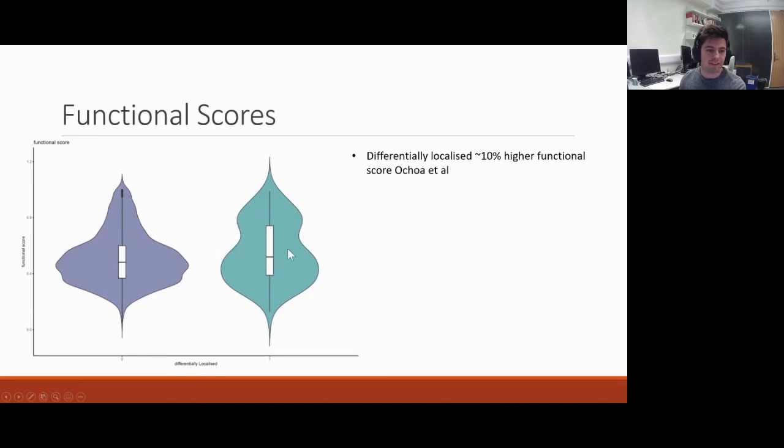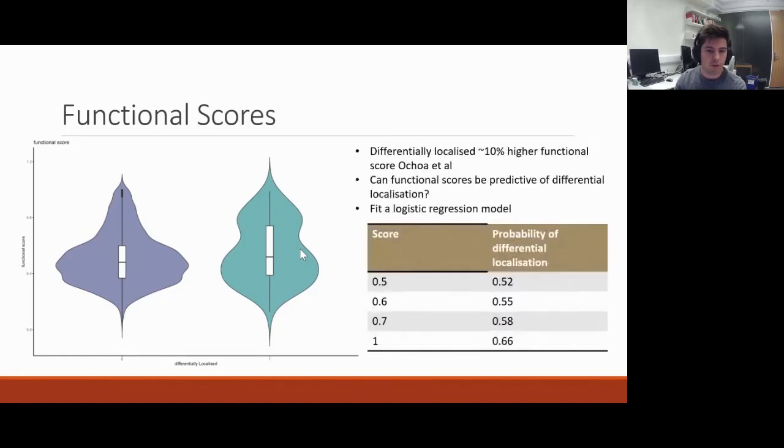Now, I could simply do a test to see if these distributions are different, but that's not that interesting. What we want to know is if I do another experiment, maybe a shotgun proteomics experiment, and I measure a particular phosphoprotein and it's active, should I follow up and do maybe some microscopy work? So we wanted to know if these scores were predictive of differential localization. So we fit a logistic regression model, and obviously increasing scores lead to increasing probability of differential localization. The signal is weak. Obviously, not every functional phosphopeptide is a change in localization. There are many others, but this could be useful for other people as well.